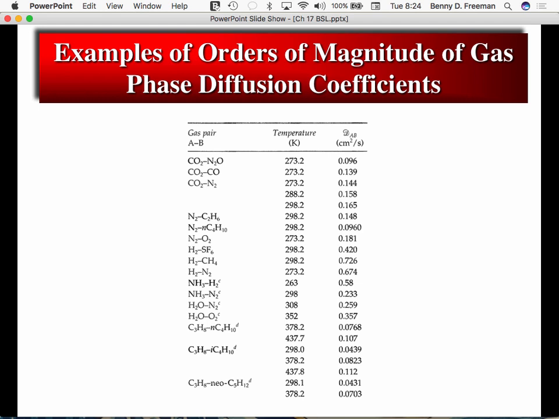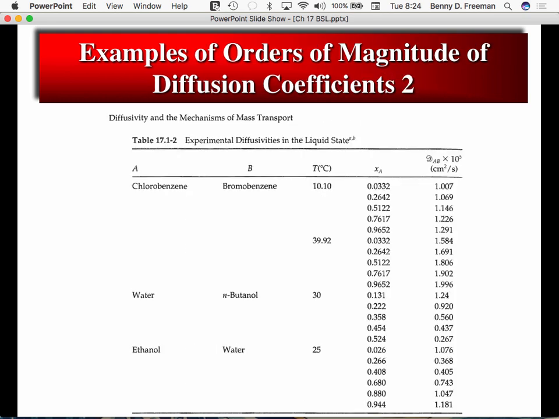In gas mixtures, diffusion coefficients are often similar, and they're often of the order of magnitude of about 0.1 square centimeters per second in round numbers. So you can carry that with you as just a good rule of thumb. In liquid mixtures of a variety of different types, they're typically of the order of 10 to the minus fifth square centimeters per second. So 0.1 square centimeters per second in gas mixtures, and liquids of the order of magnitude of 10 to the minus 5 square centimeters per second.